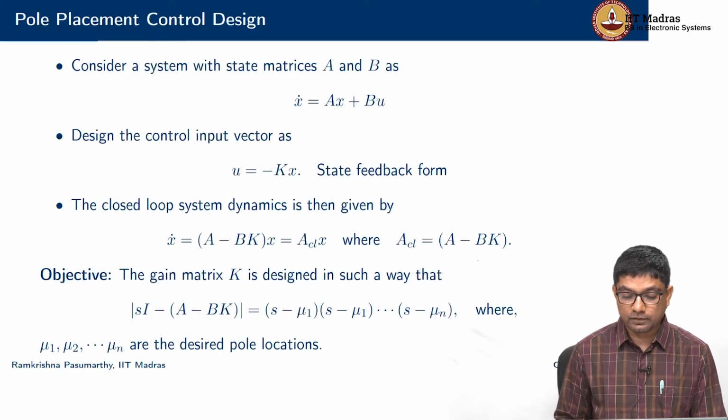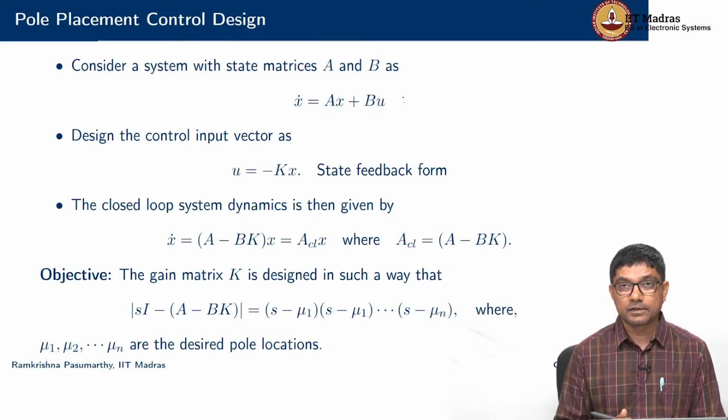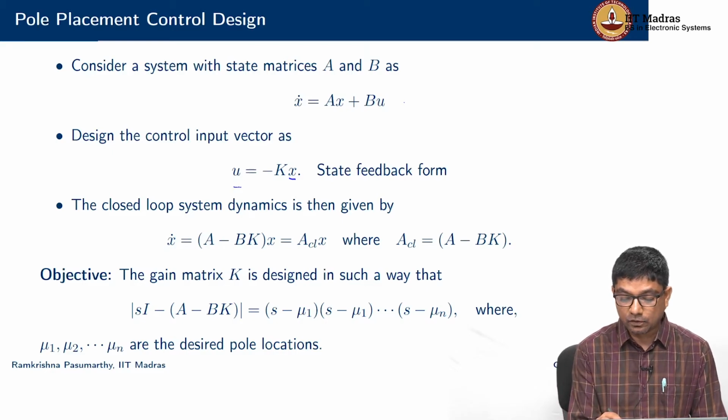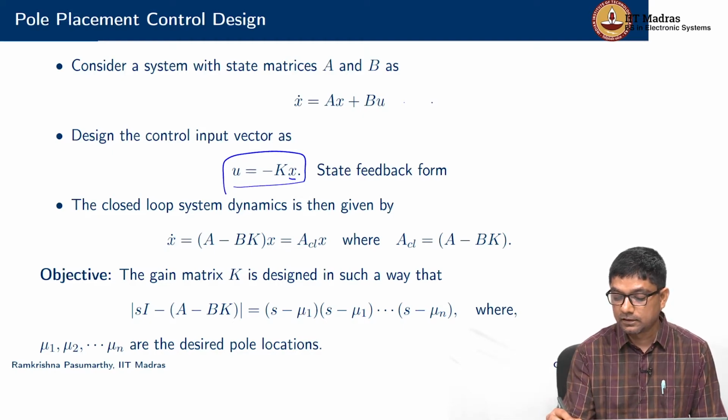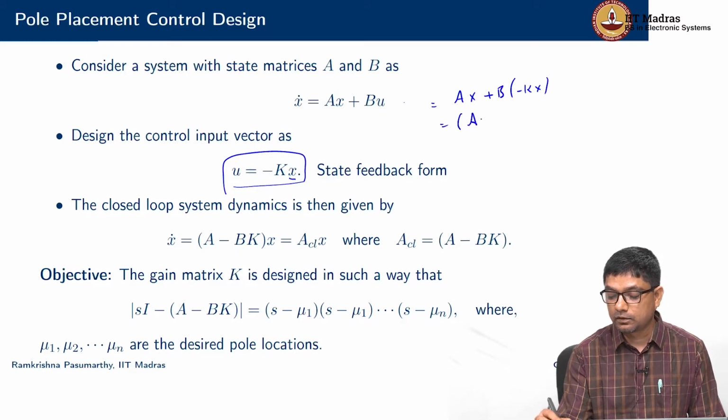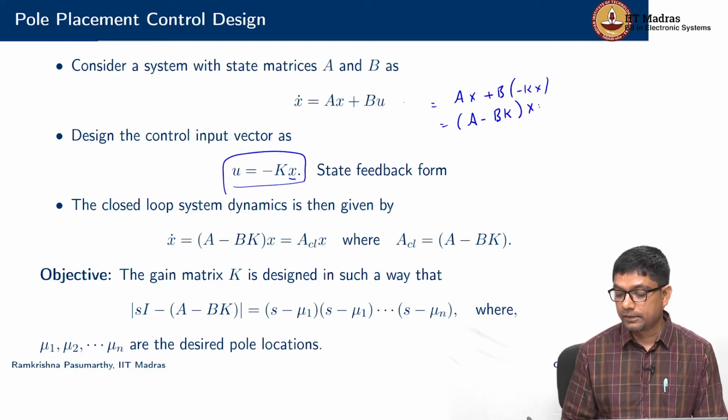So, we start with a system x dot equals Ax plus Bu. I do not really need to know what is happening with the output, because I assume that all my states are available for measurement, and a typical control law will be of the form u equal to minus Kx. So, I have x dot equal to Ax plus Bu, and u is now negative of Kx, resulting in a closed loop system of the form x dot equal to (A minus BK) times x.